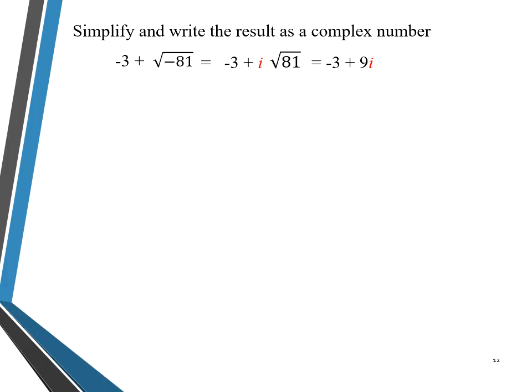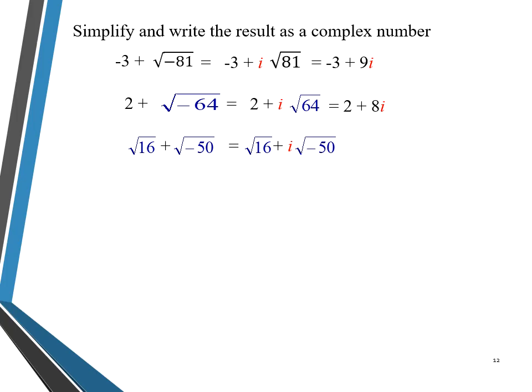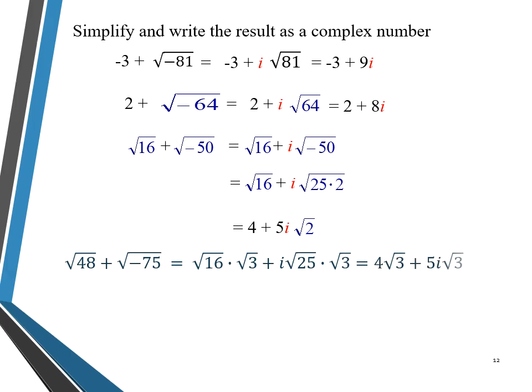Now here we're simplifying the result, and we're writing it as a complex number. So the square root of negative 81 is 9i. The square root of negative 64 is 8i. And we're writing the answer as a complex number. This one, the square root of 16 is 4, while the square root of negative 50 is 5i square root of 2. More examples.